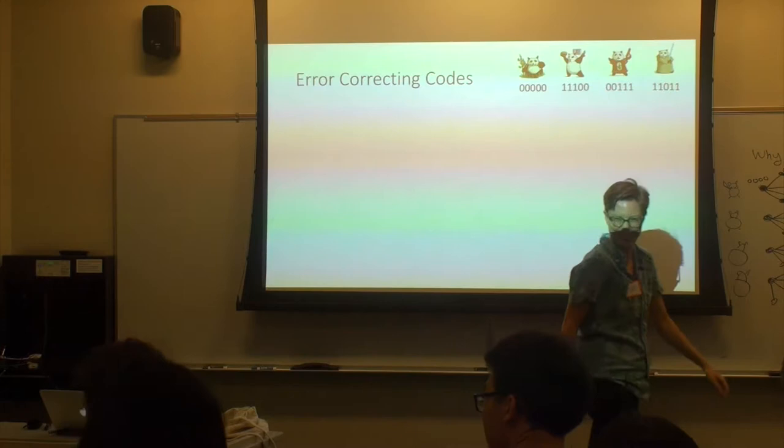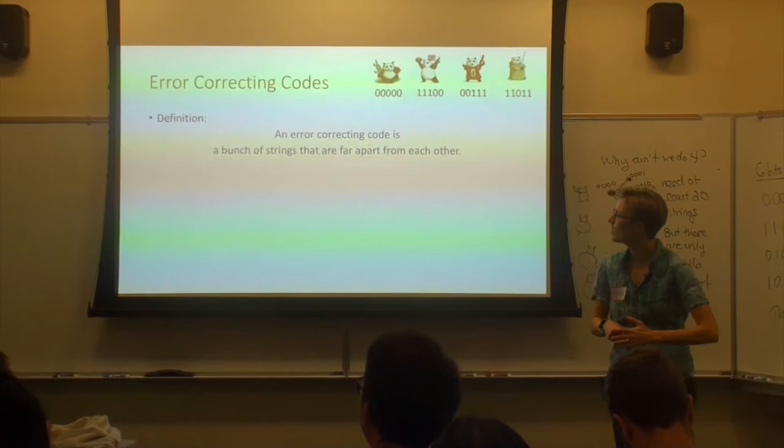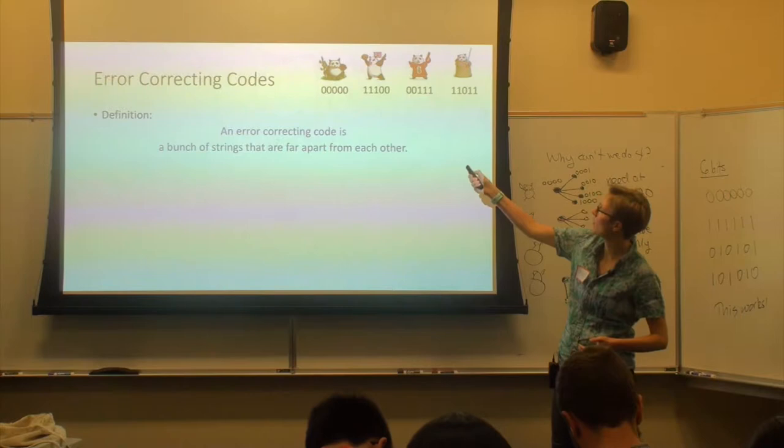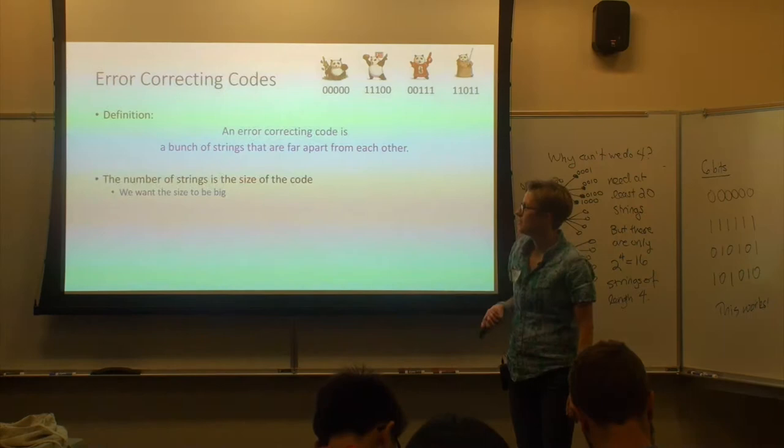Now that we've seen these examples, what is an error correcting code? Okay, so an error correcting code, all right, here's an informal definition. An error correcting code is a bunch of strings that are all far apart from each other. So this is an example of an error correcting code, this set of strings, 00000, 11000, 00111 and 11011. And so the type of an error correcting code is a set. So it's just a set of strings.